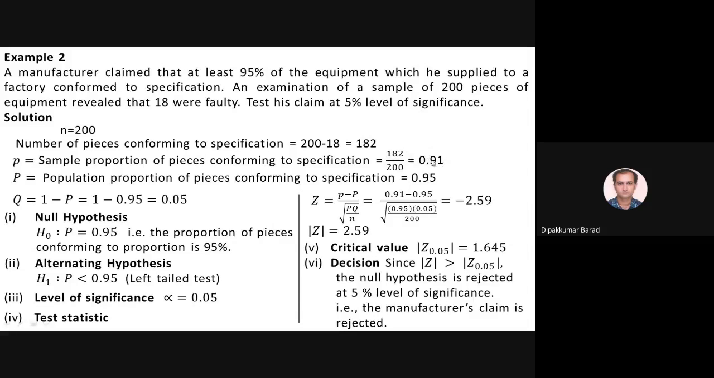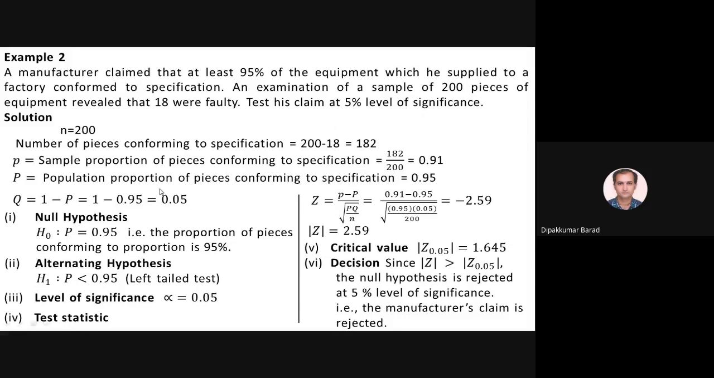So the sample proportion I get is 0.91, and capital P we have already been given as 95%, as the manufacturer already claimed that out of 100 pieces of each product of the factory, 95 conform to the specification. So capital P is 0.95, and capital Q is 1 minus capital P, which I get as 0.05. Once we have calculated this, now we have to set the null hypothesis.